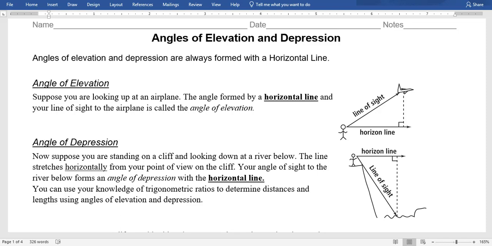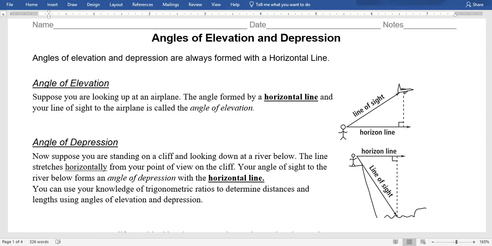Let's do some math. So today we're going to be learning about angles of elevation and angles of depression. Pretty much, this is trigonometry, but word problems. You're going to have to draw your own picture first, and in that picture there'll be some sort of right triangle, and then you'll have to solve using trigonometry.